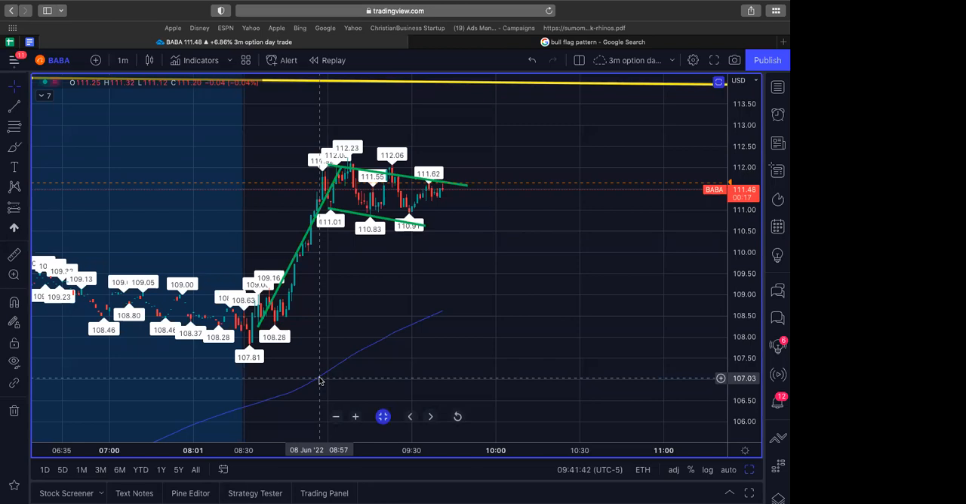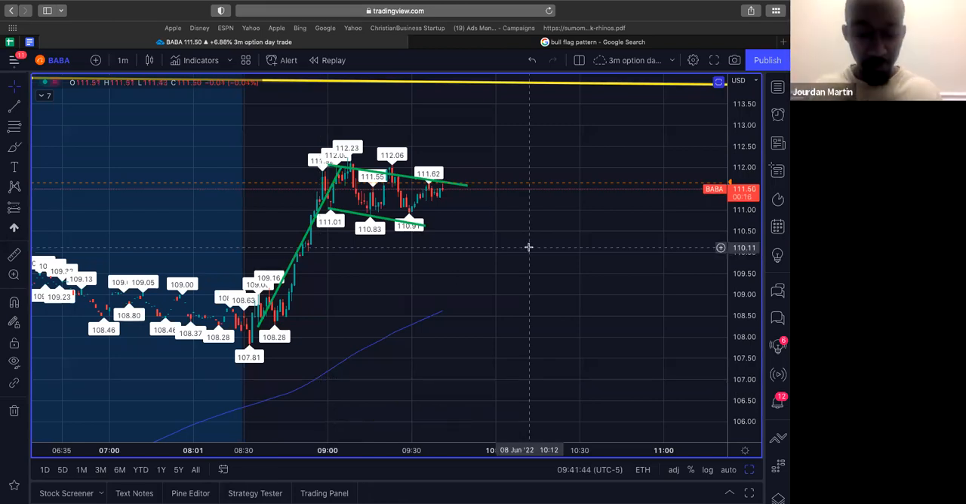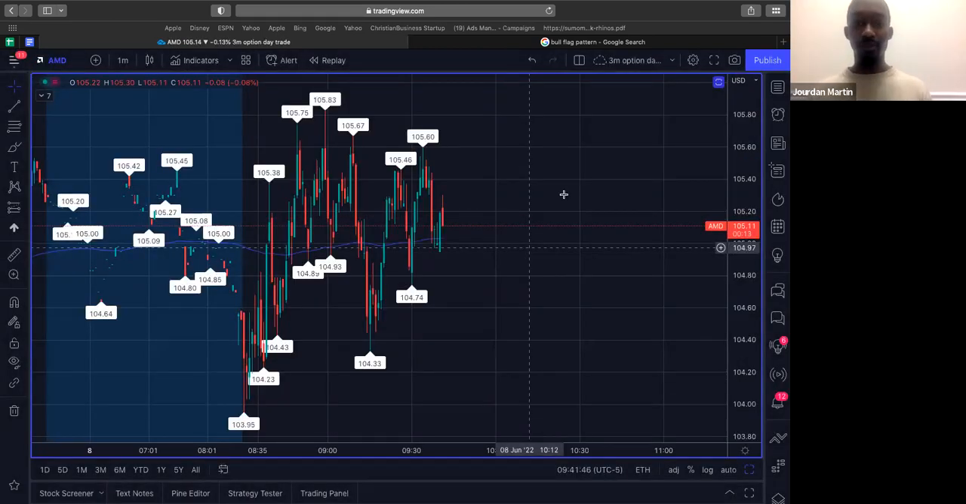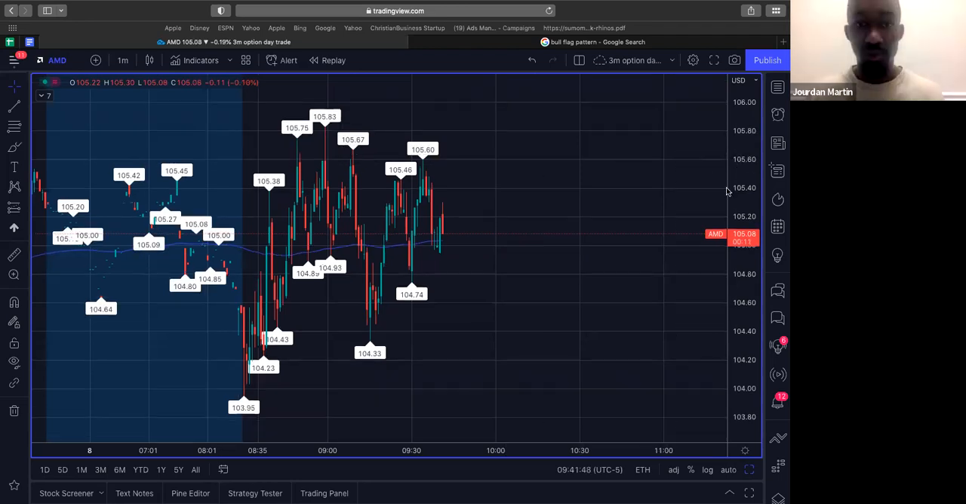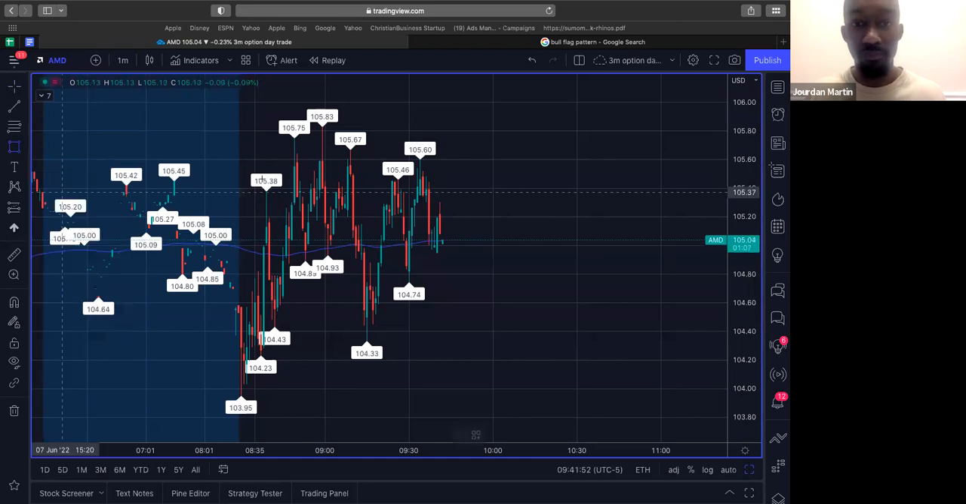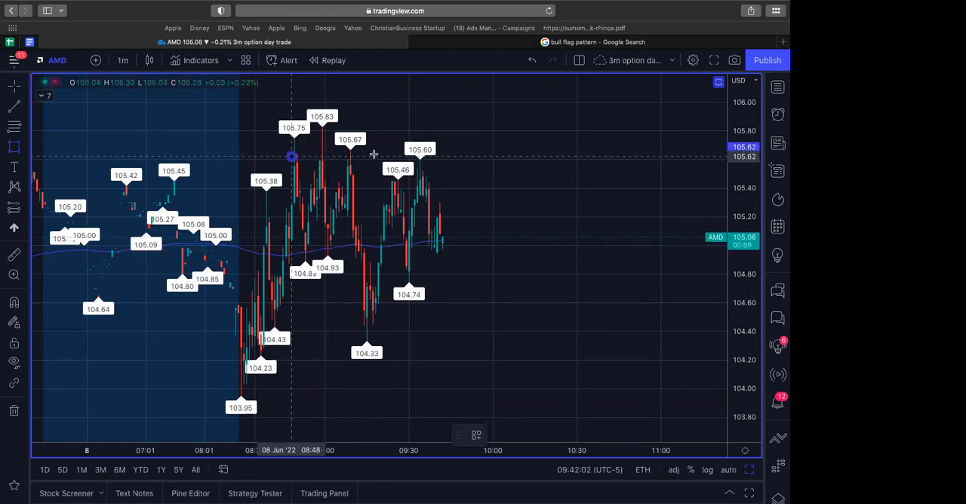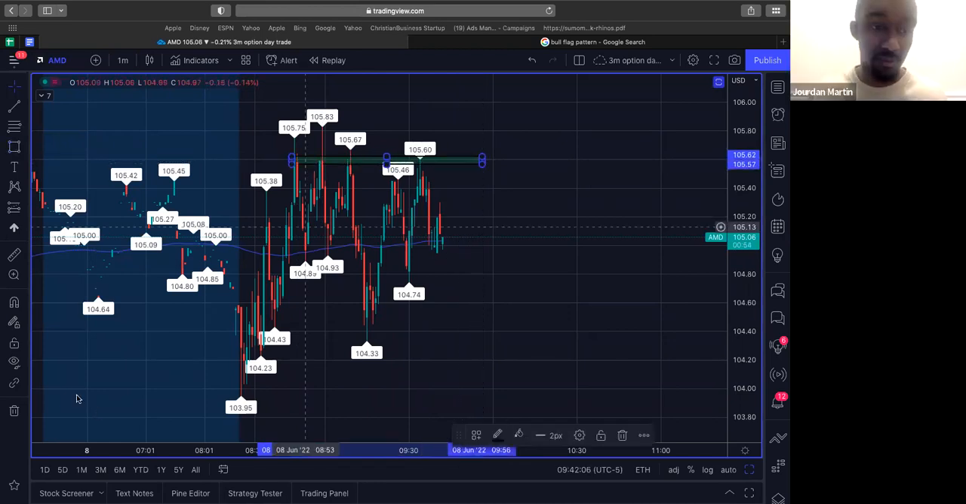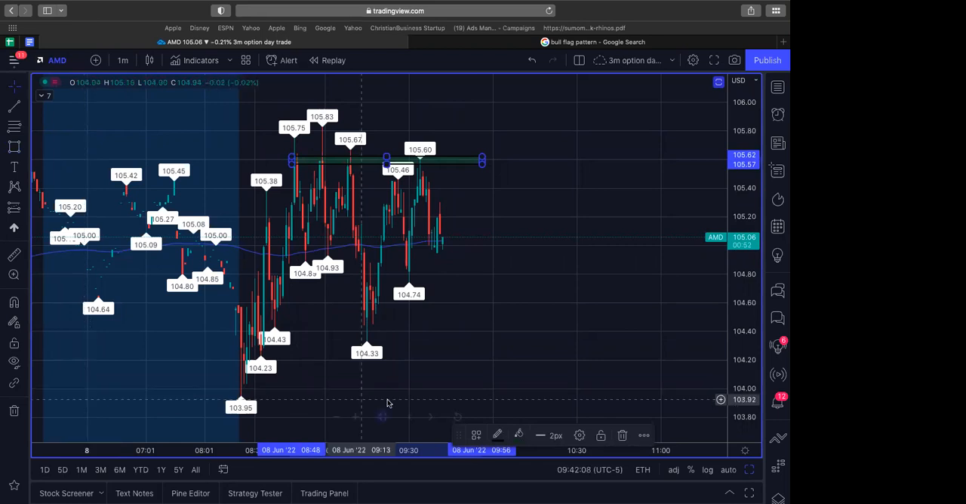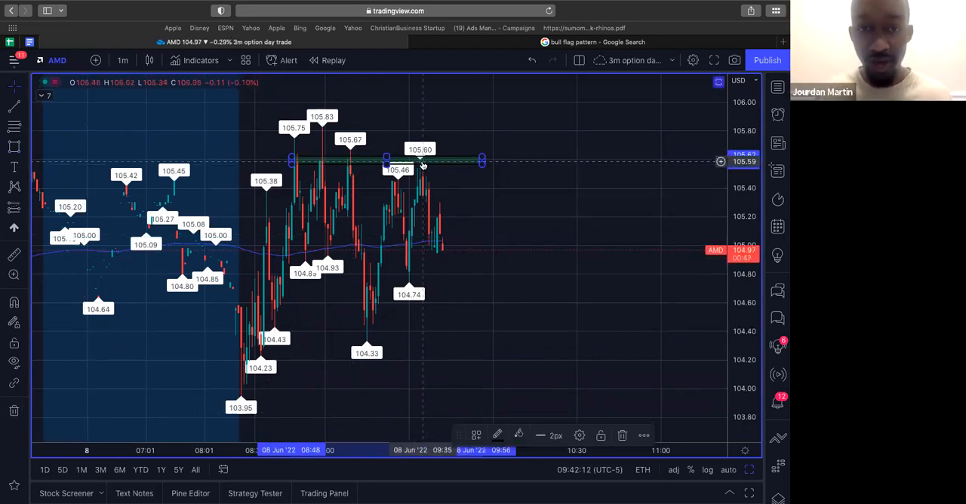All right, let's keep it rolling. So that's Alibaba. Look at AMD. Look at all these wicks. So AMD, bunch of wicks. So far, nothing has closed. This was the highest close. This was 105.59. So far, nothing has closed above 105.60. See if I can get that mute. Bam. So nothing's closed above 105.60.